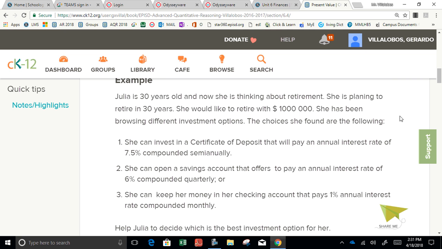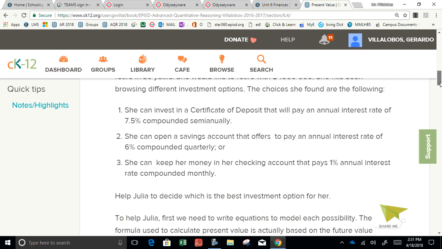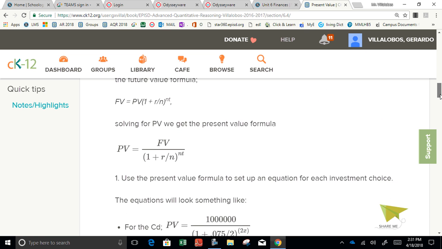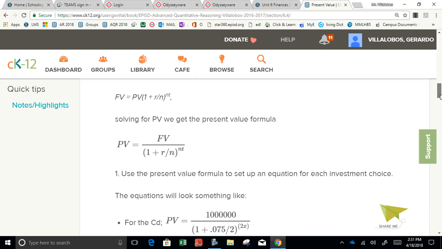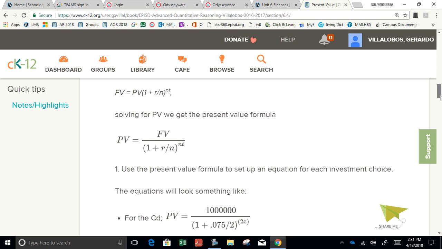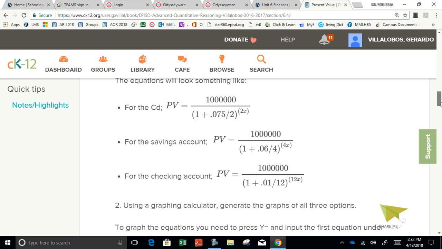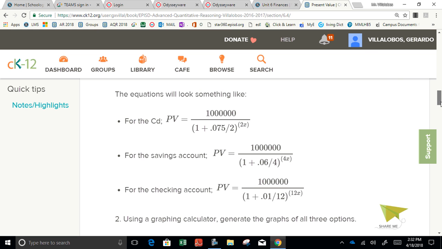So, how do we do this? How do we decide? Well, we're going to take this formula, the future value equals present value, and we're going to divide like this. So here are the different formulas, right here.